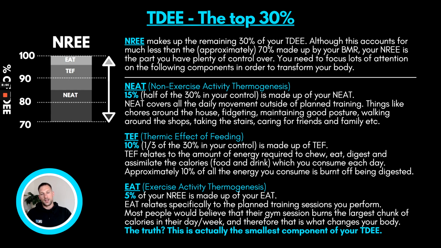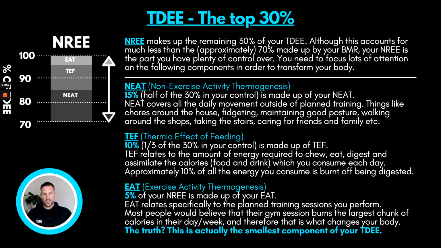And the last part, the icing on the cake, the EAT. So this is exercise activity thermogenesis. Now, this is one of the big things which people have confusion over. As you can see, we've talked about NEAT, which is non-exercise activity thermogenesis. We're now looking at exercise activity thermogenesis. So this relates specifically to your planned training. So it may surprise you to realise that this is only 5% of that 100% of your daily energy expenditure.